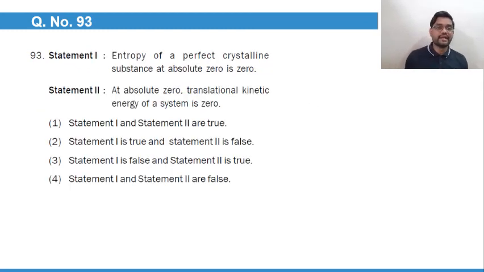93. Entropy of a perfectly crystalline substance at absolute zero is zero. Third law of thermodynamics, true. At absolute zero, translational kinetic energy of a system is zero, true. So that is option number 1.